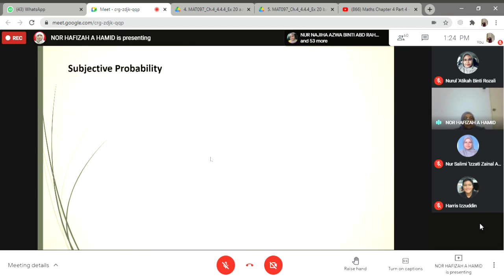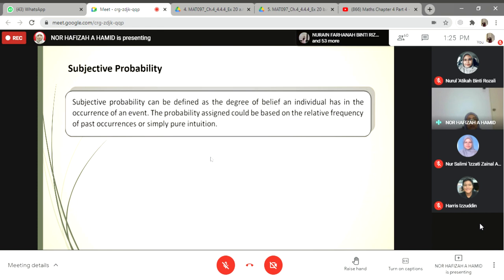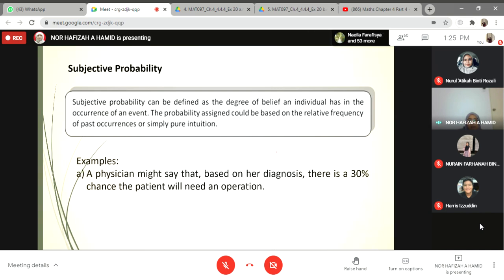Next, we have subjective probability, the third type of probability. Subjective probability is based on individual belief only. For example, here I give: there is a 30% chance the patient will need an operation. If I base it on a diagram, you have operation and not operation. For operation you have 30%, also 3 over 10, so not needing an operation is 7 over 10. So looking at this, it is already subjective probability.